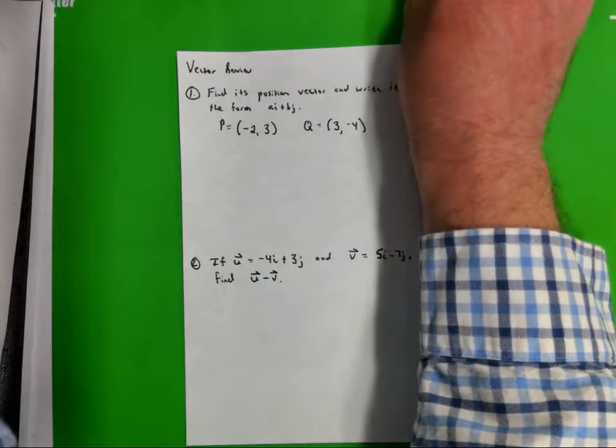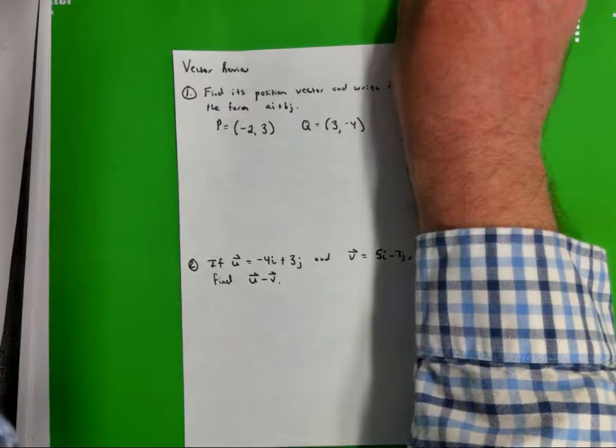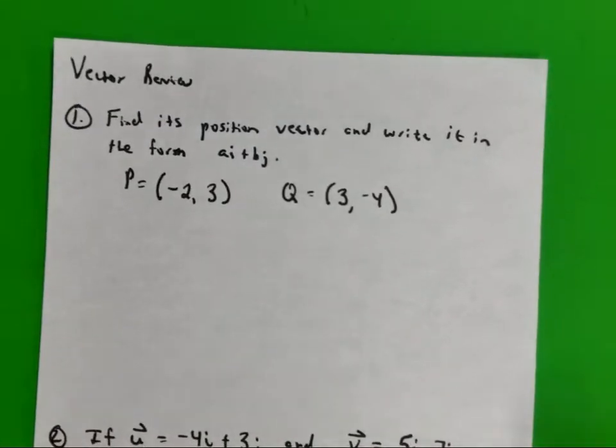Please stop doing homework right now and look at this, because these are the type of questions that are going to be on your final exam from the vector unit. Number 1, it says find this position vector and write it in the form ai plus bj. First of all, you're going to find the components of it and then write it in the linear form, okay?